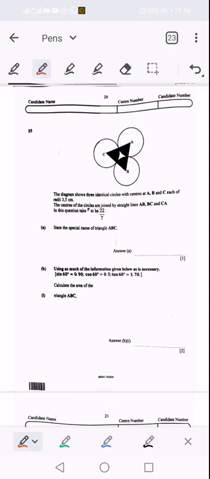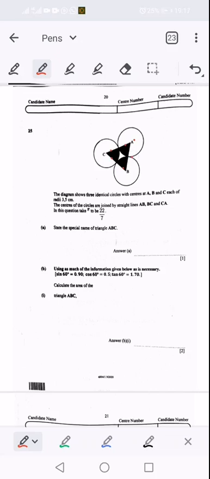Right, the diagram shows three identical circles with centers at A, B, and C, each of radius 3.5. The centers of the circles are joined by straight lines AB, BC, and CA. In the question, take pi to be 22/7. Saka vari kutaura kuti apa ndo center redhis circle, kureva kuti apa 3,5 radius yacho, apa futi 3,5, apa 3,5, apa 3,5. Saka uchiona kuti masides aya akaenzana yes aya.